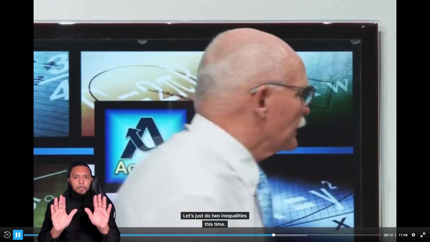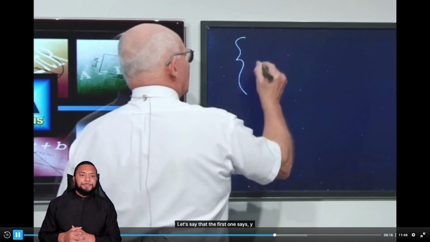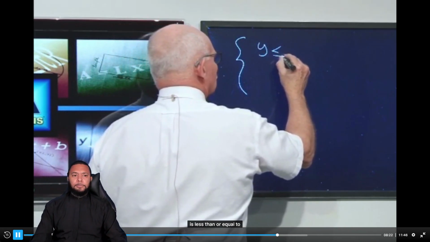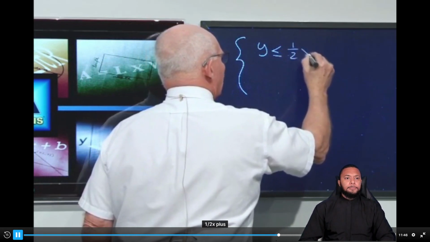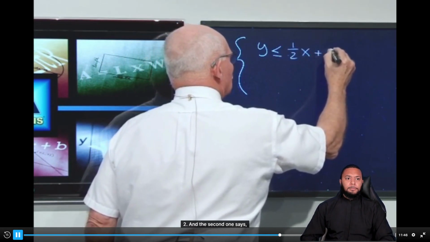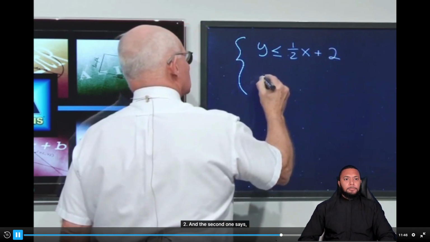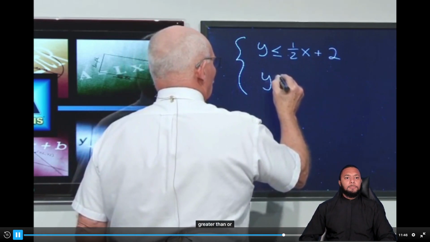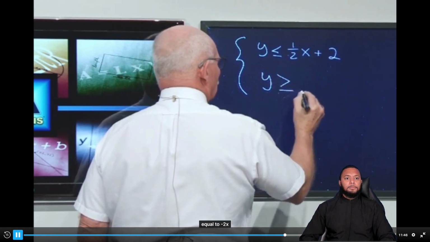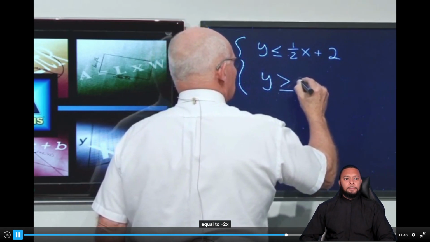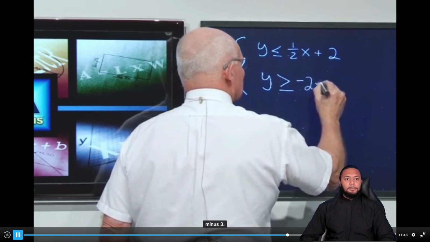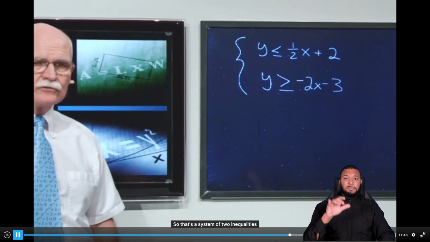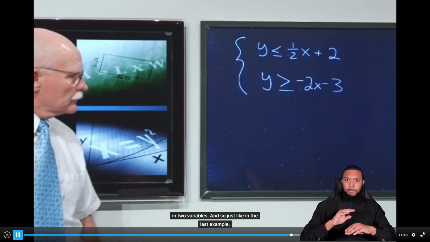Let's just do two inequalities this time. Let's say that the first one says y is less than or equal to 1/2 x plus 2. And the second one says y is greater than or equal to negative 2x minus 3. So that's a system of 2 inequalities in 2 variables.